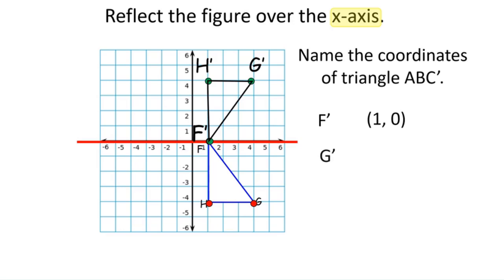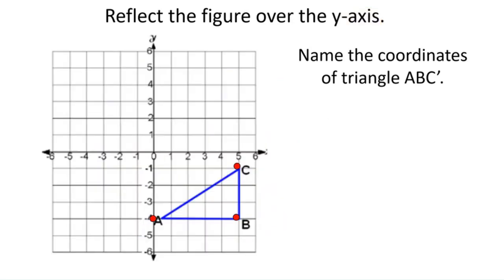G is now at 4, 4. And H prime is at 1, 5. Or I'm sorry, 1, 4. So if you try to reflect a point over a line that it's already on, it's going to stay on that axis. All right, let's take a shape and flip it over the y-axis.